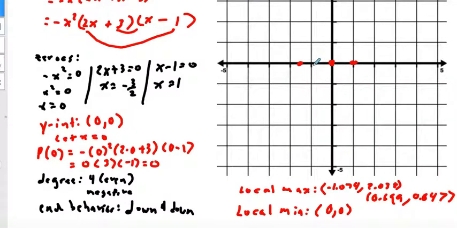So -1 and a little bit more. I just kind of exaggerate them and go up to 2 and a little bit more. And then our other one there is 0.69, which is about 0.7 and up about 0.7. And then our other one there is at 0, 0. So we're supposed to be down and down.